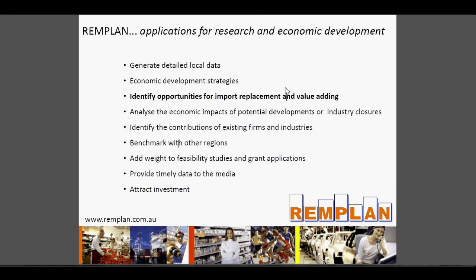Now, the impact modeling in REMPLAN can also be used to look at the value of potential developments or industry closures. It can be applied to look at the type of contributions that existing firms or organizations make. For instance, you might be able to apply an input-output model to look at the contribution of Charles Darwin University's campus to the Darwin economy, given all of the academic and general staff that are employed. What kind of consumption benefits does that deliver? What kind of goods and services does the campus's operations generate?